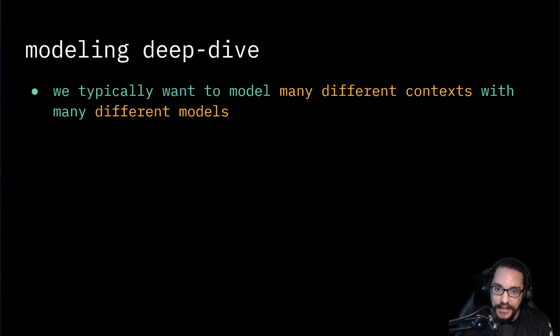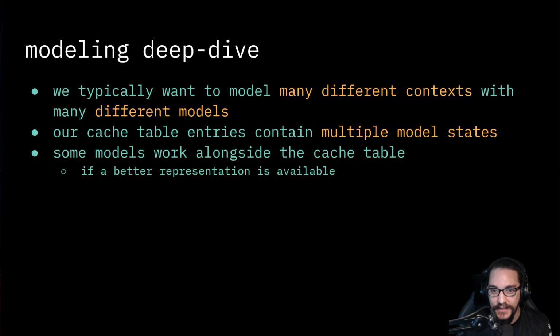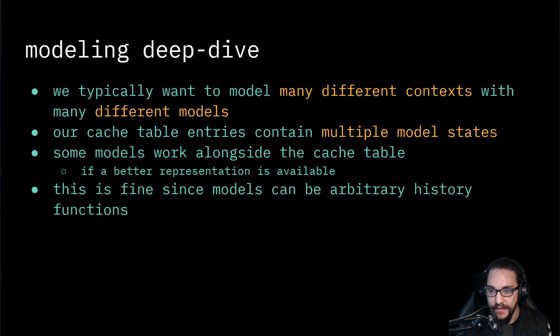And the other thing is that we typically want to model many different contexts with many different models. The idea is like an order 2 context that looks at the last two words. We actually want to stick different kinds of models to look at that same context. And so usually when we have a cache table like this, it's going to actually contain states for multiple kinds of models. And then we can also add models that work alongside the cache table if a better representation is available, because models can kind of be arbitrary history functions.